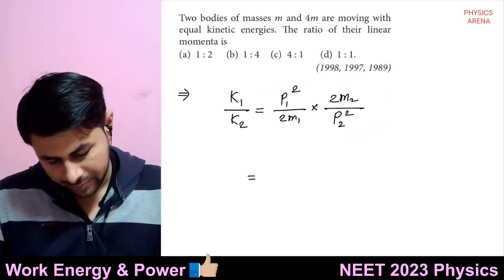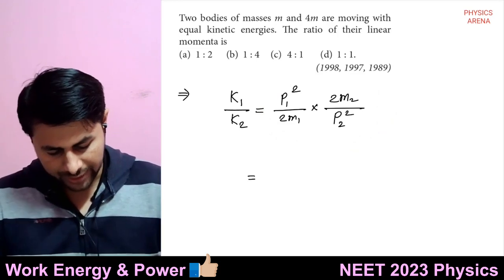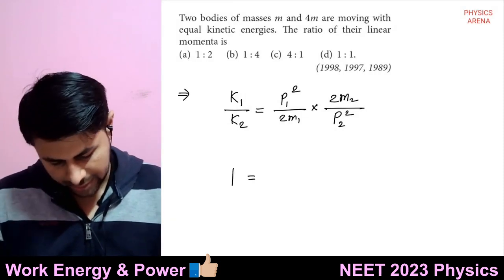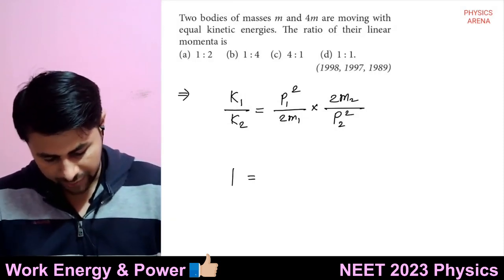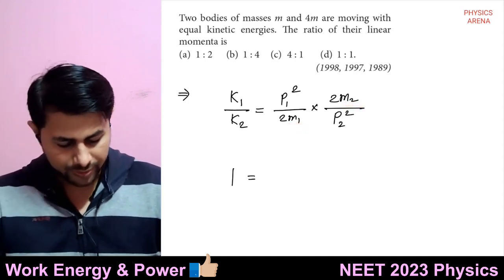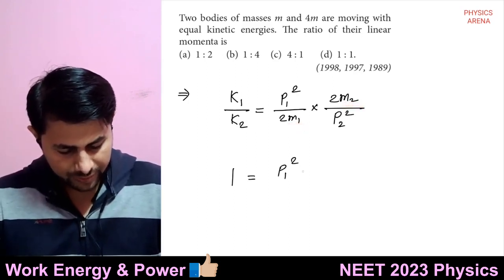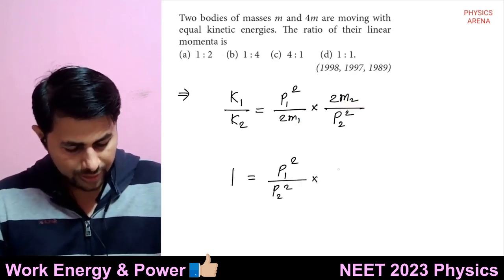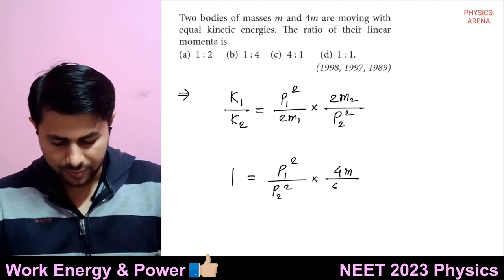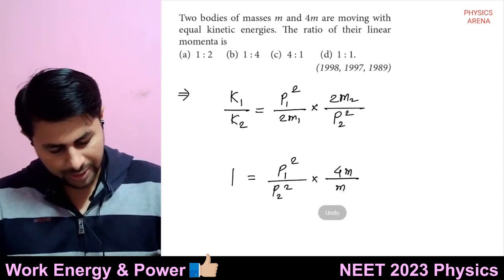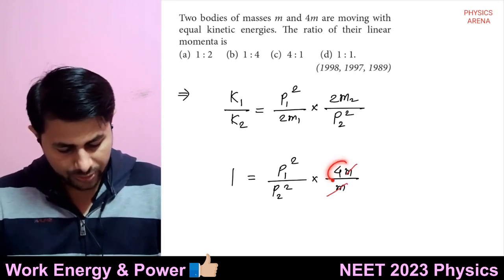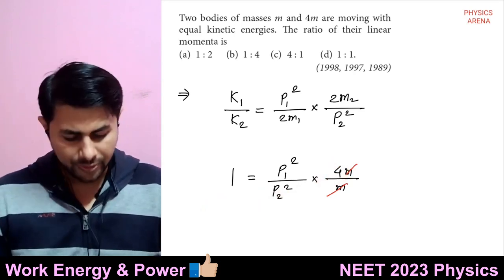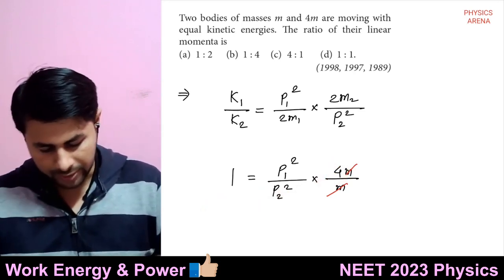K1 upon K2, the two bodies are moving with equal kinetic energy, so this is one. That means, with masses, m1 is to m2 is how much? 1 is to 4. So you have p1 square upon p2 square, or (p1 by p2) square. M2 is 4 times m1. 4m divided by m, so m and m get cancelled. You can take that 4 on the other side, it goes into the denominator. So (p1 by p2) square is 1 by 4. So what's the ratio of p1 is to p2? 1 by 2.